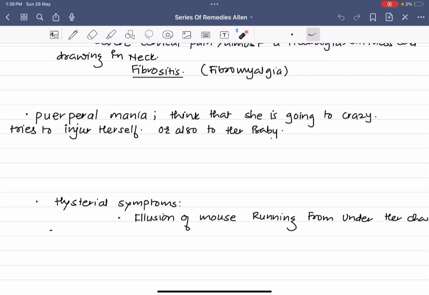Another thing I want to add here is that we can also use this remedy in cases of neuralgias. Generally, neuralgia with insanity, or fear of insanity. We find fear of insanity in this patient, that the patient himself is scared of getting insane. Generally this insanity comes with pain.